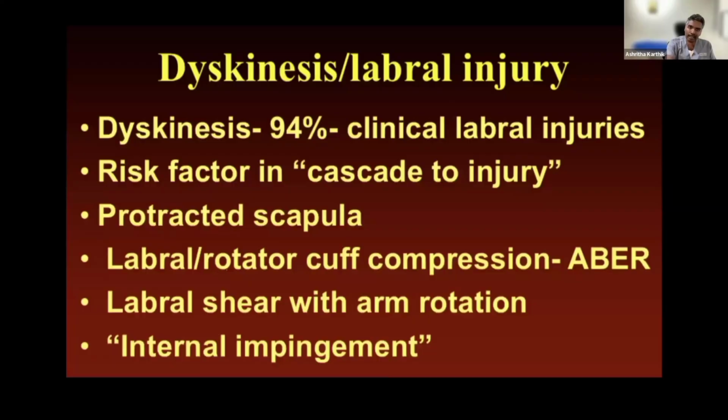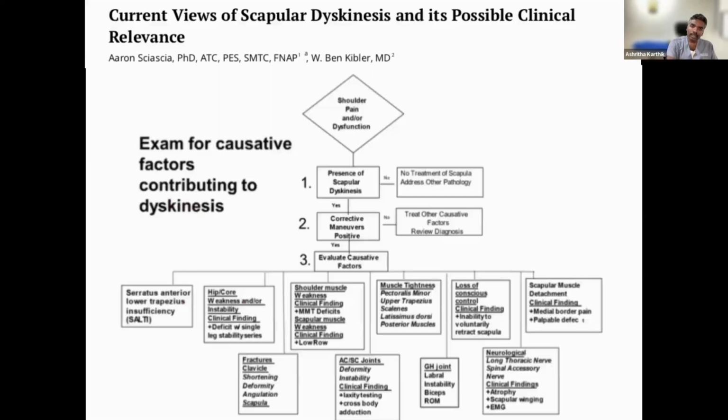So dyskinesis can lead to labral injury. Any patient who has dyskinesis, it's a prodrome. It is like a first step in the injury pattern. So any patient who comes with shoulder pain, if you diagnose them early and treat them properly, then they escape a structural lesion. Otherwise, they will always end up with a Bankart or a labral tear, and then you'll have to go and fix it. So that's very important to notice very early.